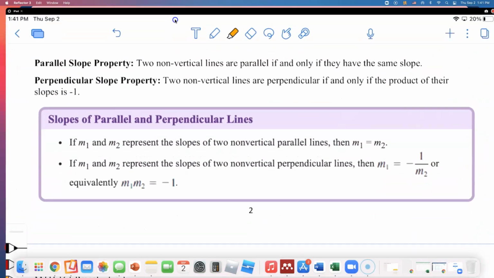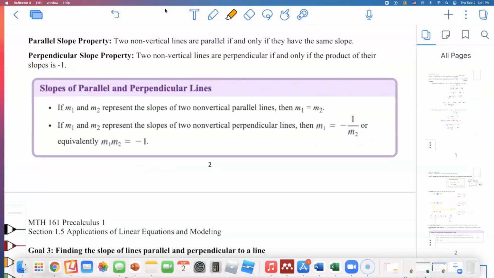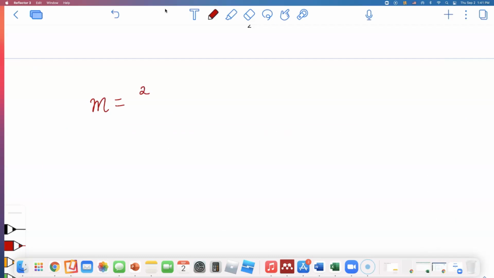I think I want to give you a little more review on opposite reciprocals. So let me add a page here because I want to give you some examples. Suppose that the original slope is m equals 2/3, okay?